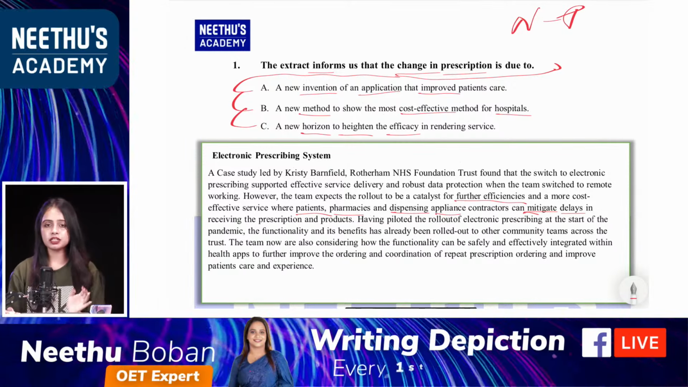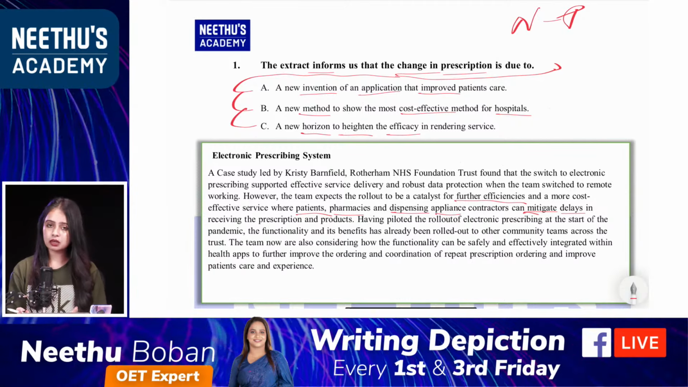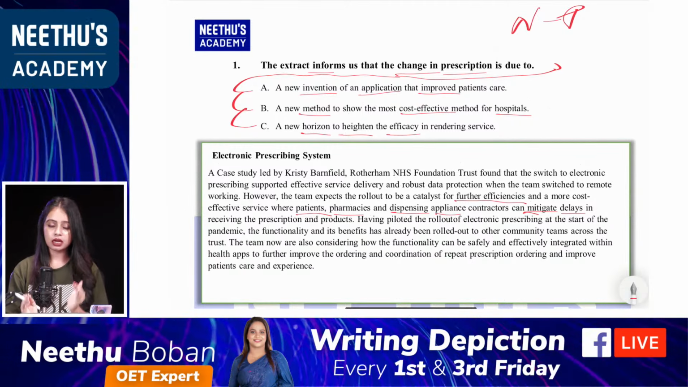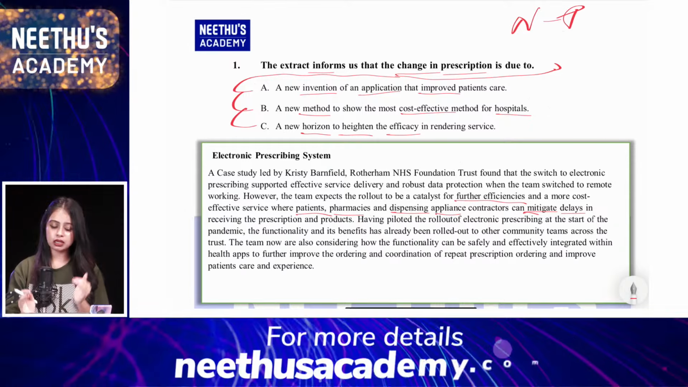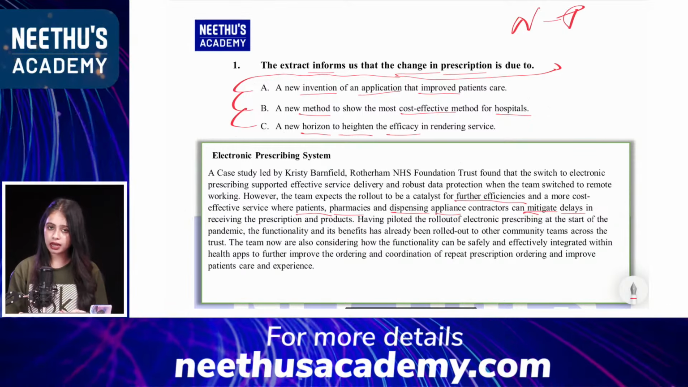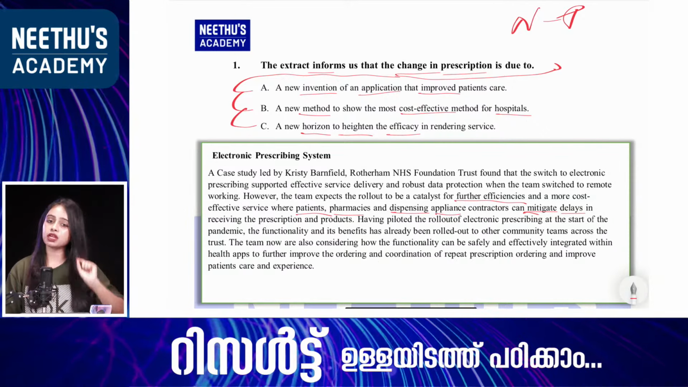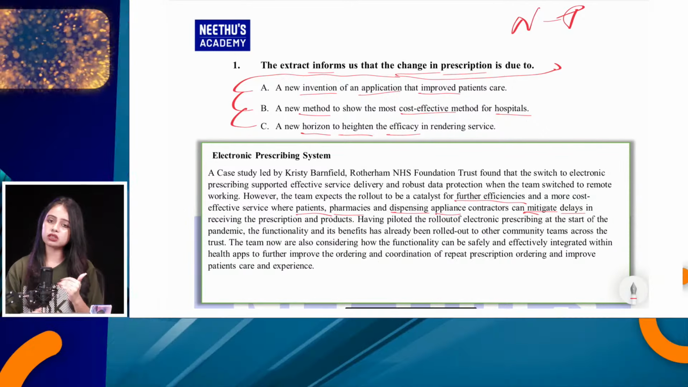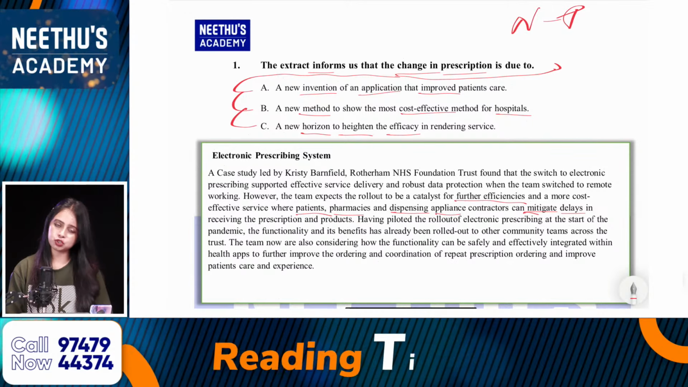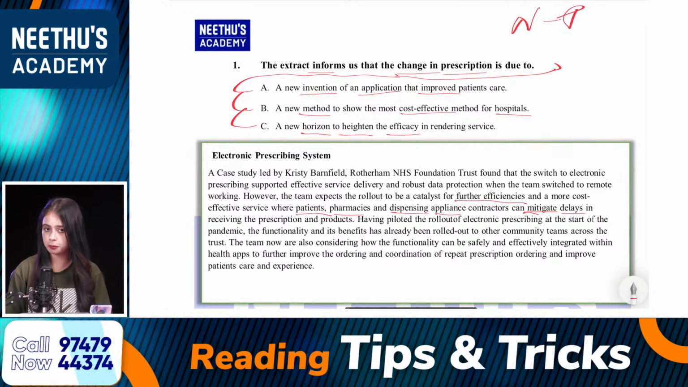Okay, so in part B, what you have to do is read the question, underline the keywords, read the options, underline the keywords. When you read the extract, along with reading, you can eliminate your answers. That will be much better to find the answers very easily.